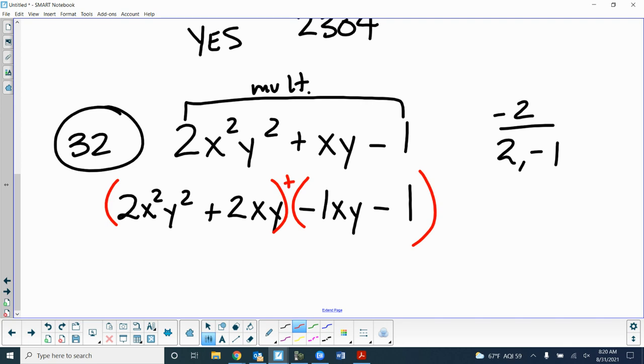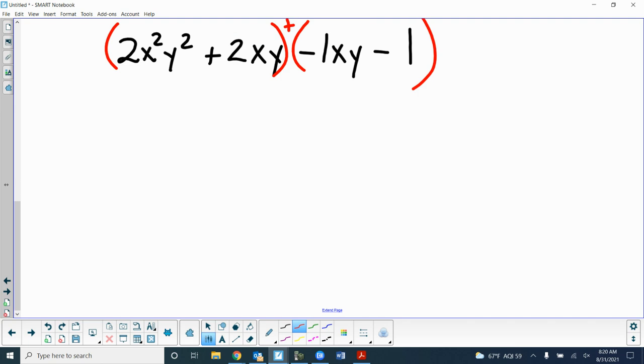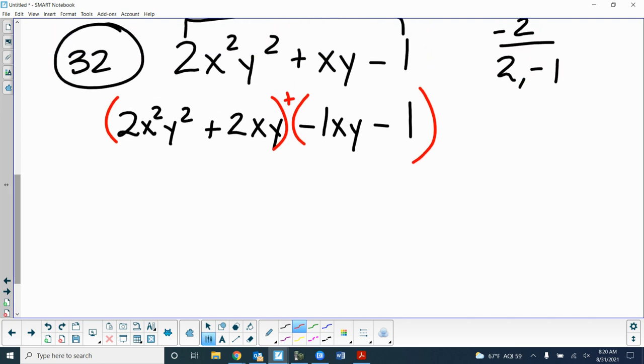What's the GCF of the first group? What's the GCF of the second group? Negative 1. If nothing's common, you can always write the 1 then. Okay? And we had to use the negative because that third term was negative.